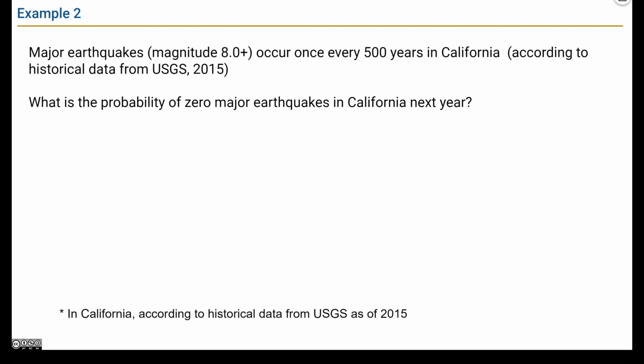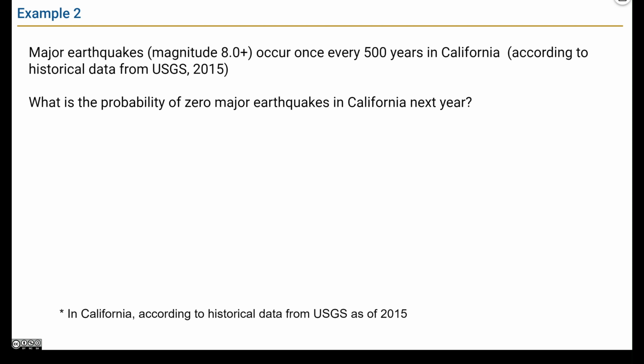All right, let's try another example. So based on historical data, major earthquakes, which we're going to define as ones with a magnitude of at least an 8.0, occur once every 500 years in California. What's the probability of 0 major earthquakes in California next year?